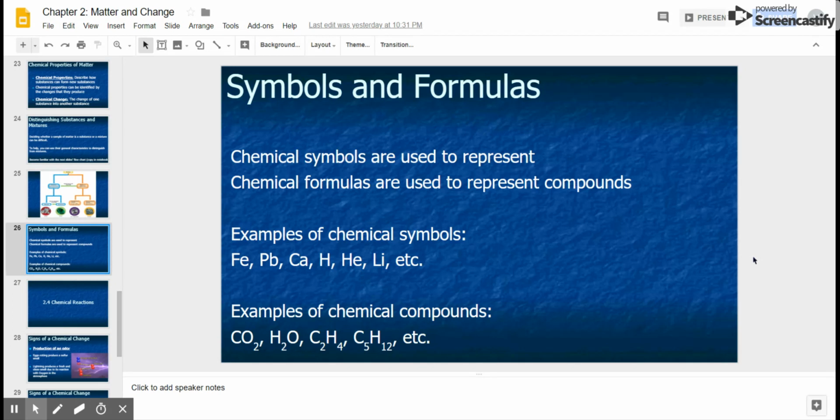So some examples of chemical symbols are iron, lead, calcium, hydrogen, helium, lithium, and etc. So Fe, Pb, Ca, H, He, Li. Those are all examples of chemical symbols. And some examples of chemical compounds are carbon dioxide, water, ethane, I believe, and pentane. Those are all names of these chemical compounds. You guys will learn these as well. But CO2, H2O, C2H6, C5H12, all of those are examples of chemical compounds.